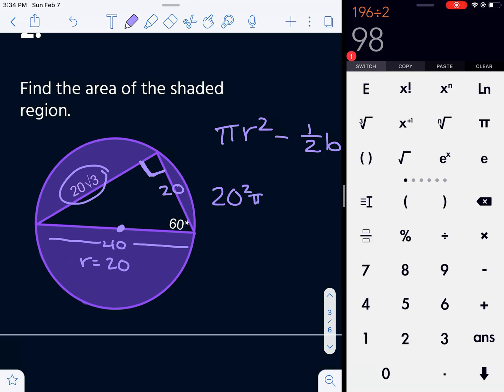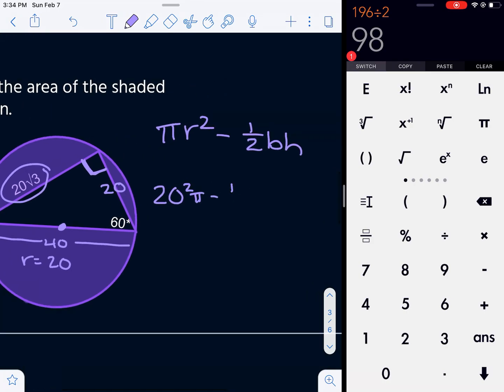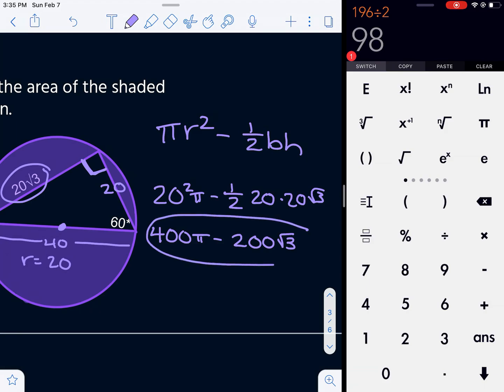I'll have 20 squared pi minus half times 20 times 20 square roots 3. 20 squared is 400. 20 times 20 square roots 3 is 400 square roots of 3. Half of that is 200 square roots 3. Since one has pi and one does not, this is my final answer.